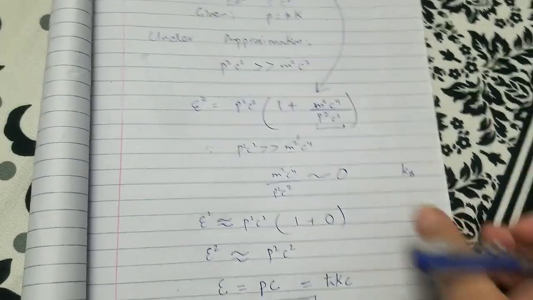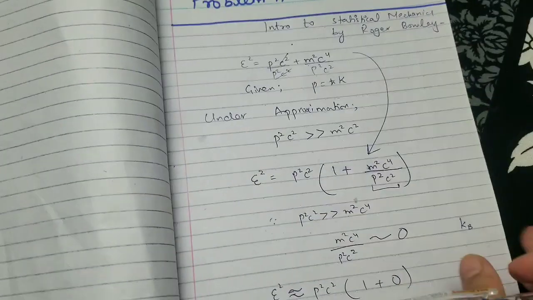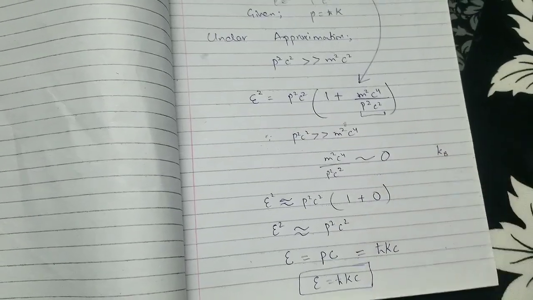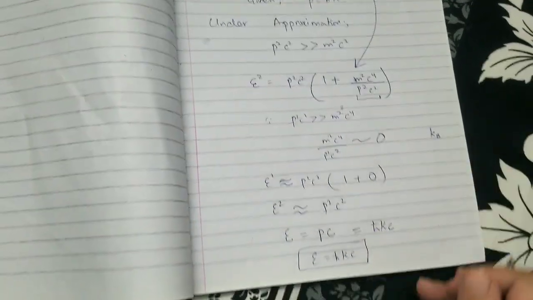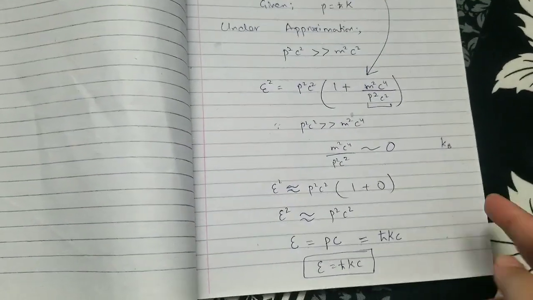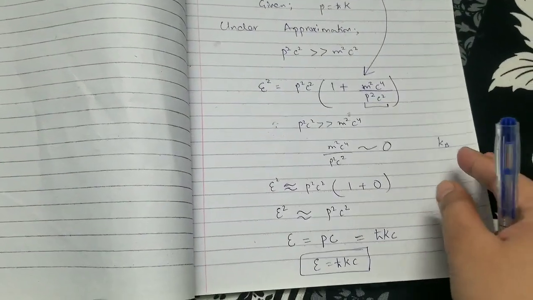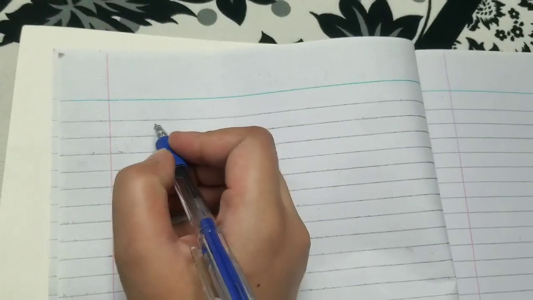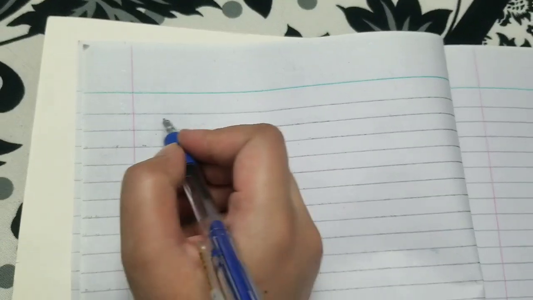Now let's jump into the part where we find the density of states. This is one of the important steps, because we'll put that value of energy into our density of states formula to solve it, and we should know what expressions we'll be using.